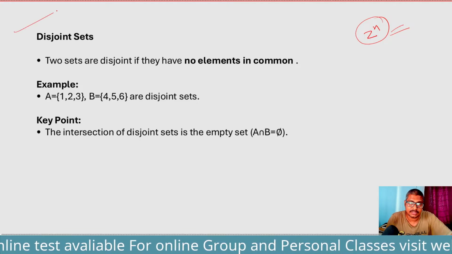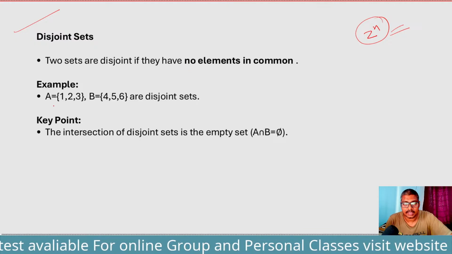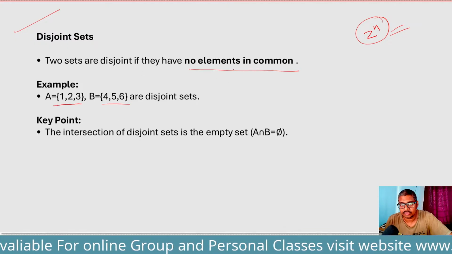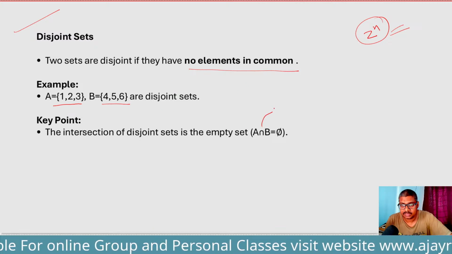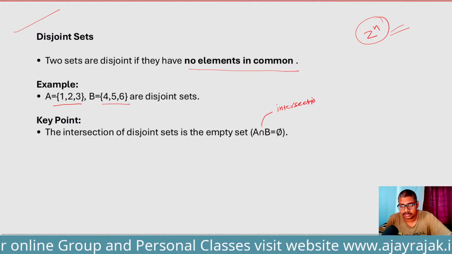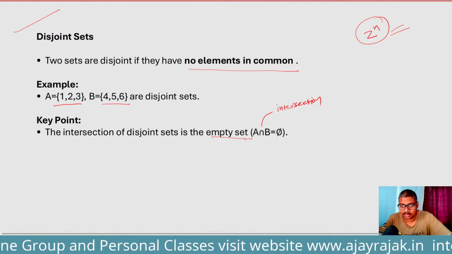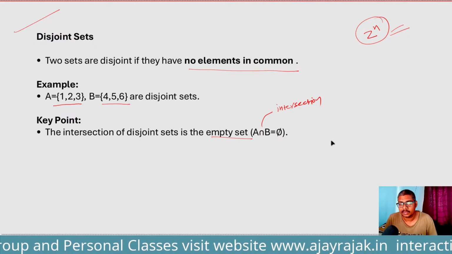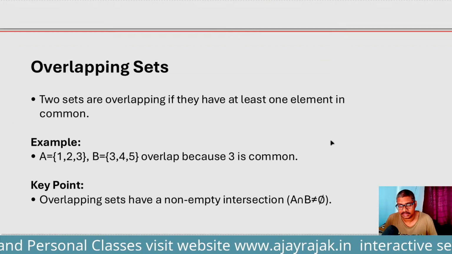Now, disjoint sets. Like here, 1 2 3 and 4 5 6, what are you observing? No common elements. So when there are no common elements, we say both sets are disjoint. This is the symbol for the intersection. So the intersection of disjoint sets is the empty set. It means nothing is common there. The only thing in common is their emptiness, or empty sets, right?